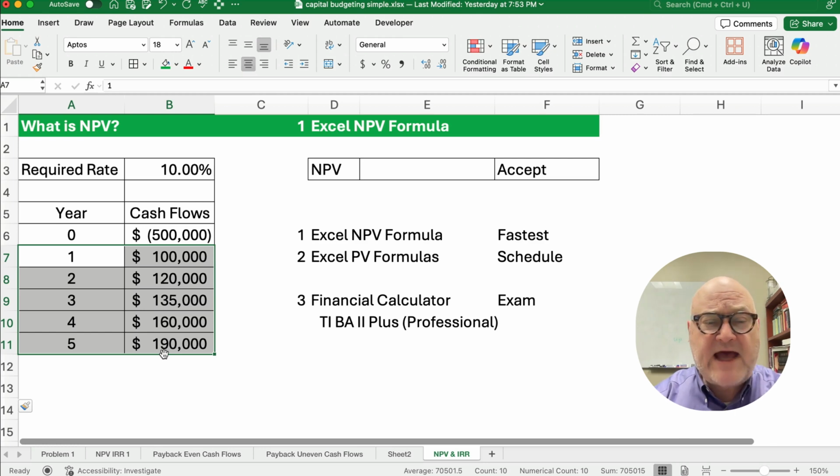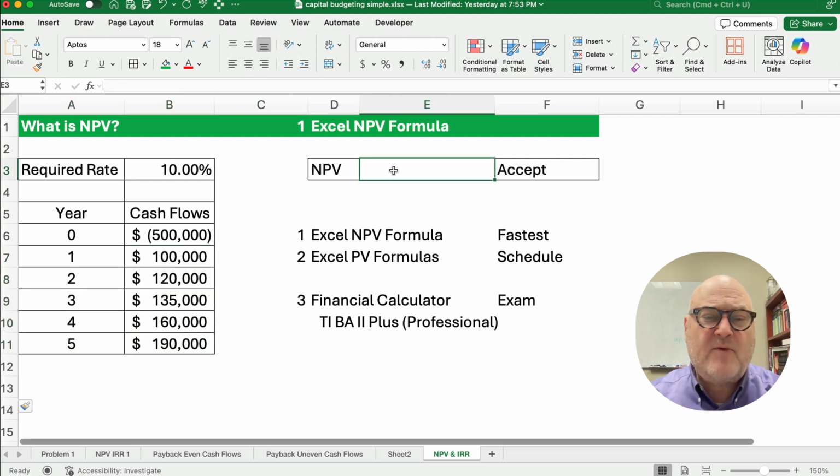And remember, these are cash flows, they're not profit. Profit would be before tax. You have to subtract out tax to get to the cash flow. So let's show you how to do it the simplest, the fastest way in Excel using the net present value formula. So here's what happens.